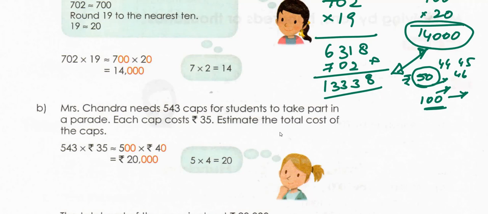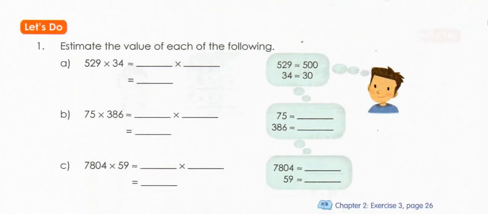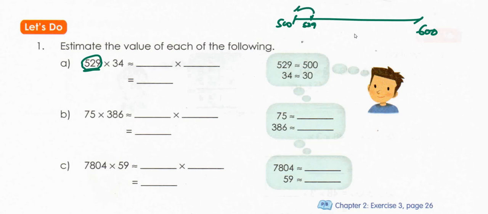We'll see the same thing here. Let's do estimate. 529. This is hundreds value, so you look, it's near 100 values. Suppose this is a line. This is your 500 and this is your 600. 529 will be here. So this is nearer to 500. It is far from 600. So you take estimation value 500.